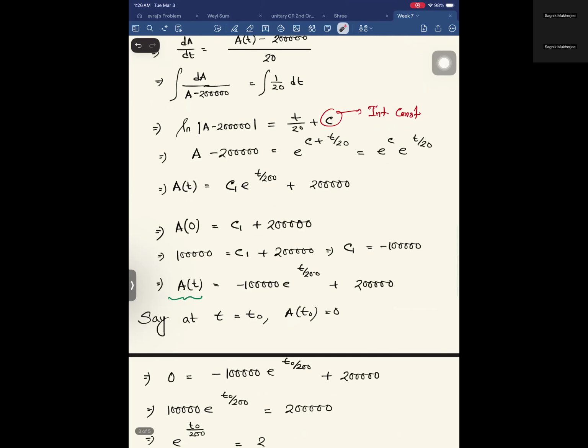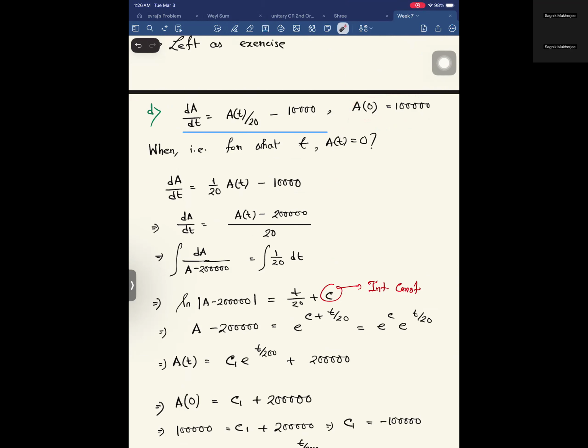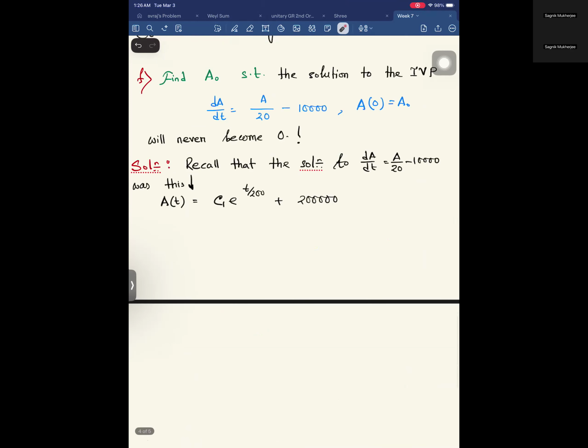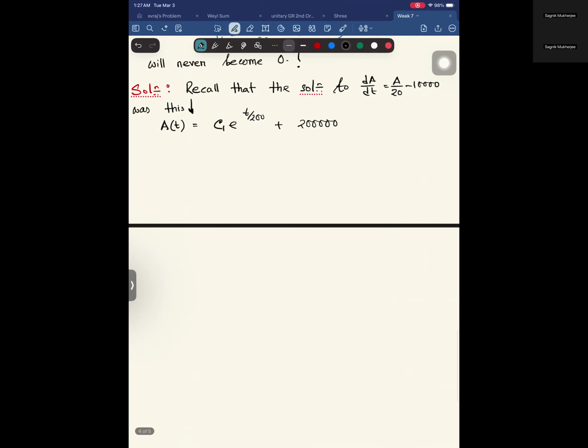For example, here the initial value was assumed to be 100,000. Hence, this value of C1 became negative 100,000, right? So I don't know the initial value yet, but it will be something. So let us find this out. Here our initial value is A0, so let's plug that in. A0 is C1 plus 200,000, meaning C1 is A0 minus 200,000. So our differential equation has the following solution.